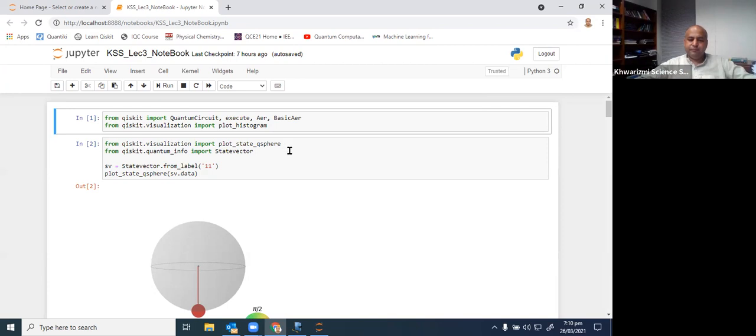Are you opening, is this Jupyter screen open on your screen, or is it frozen on my side? I have opened Jupyter. Can you see the Jupyter notebook or not? Yes, we can see.